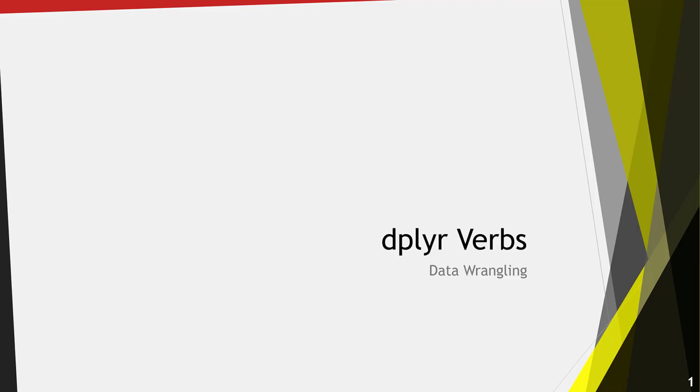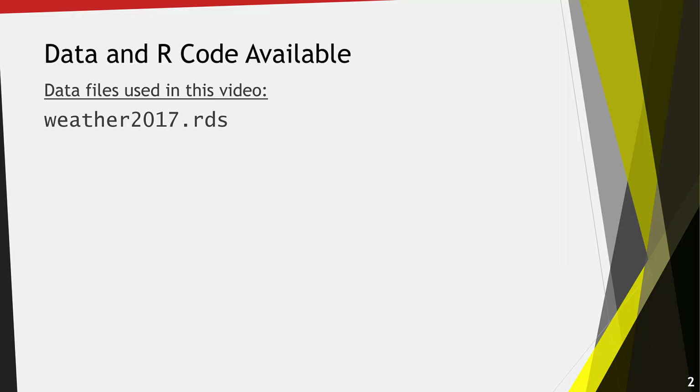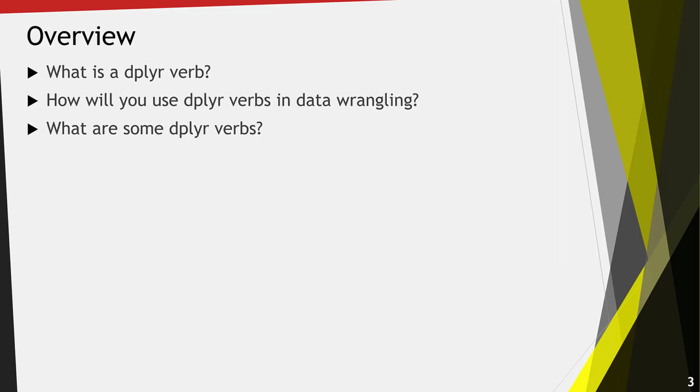In this video, we'll cover dplyr verbs for data wrangling. The R code used in this video is available on the Learning Management System. The data file used in this video is weather2017.rds. You should download these files if you'd like to follow along. By the end of this video, you should know what a dplyr verb is, how you will use dplyr verbs in data wrangling, and what some common dplyr verbs for data wrangling are.